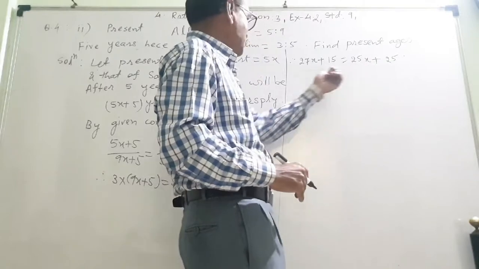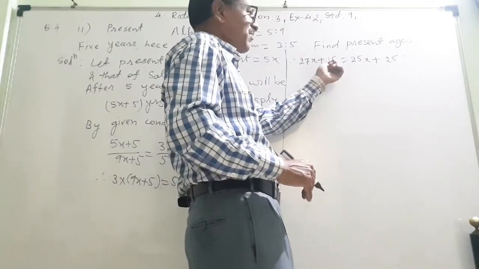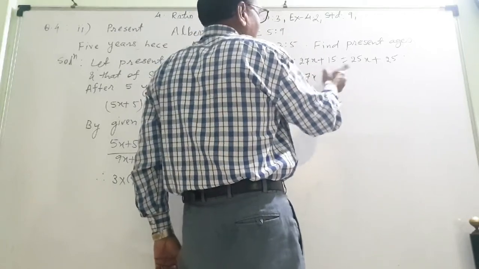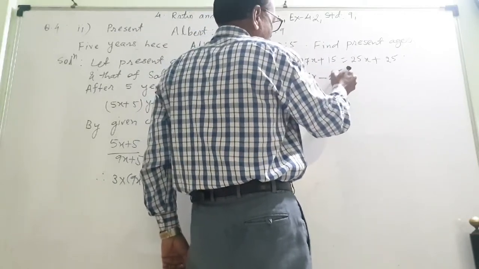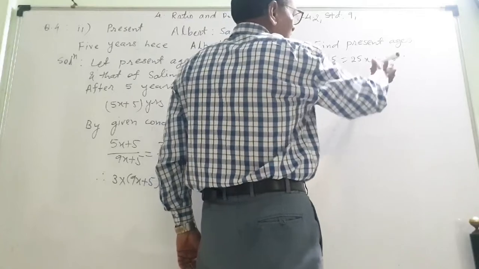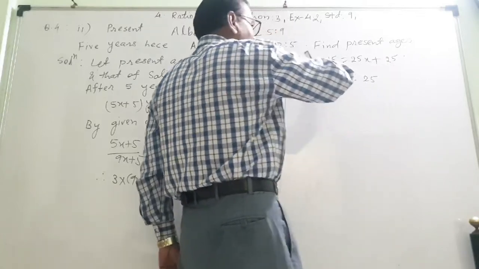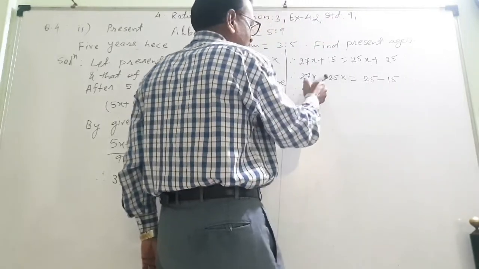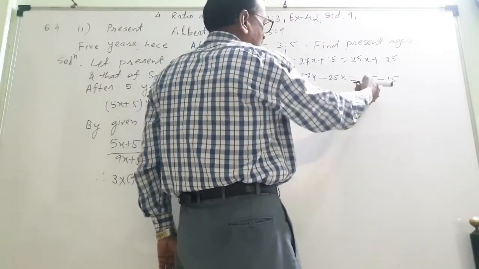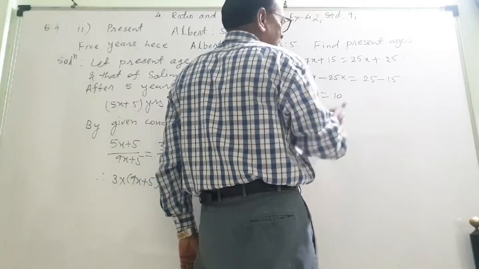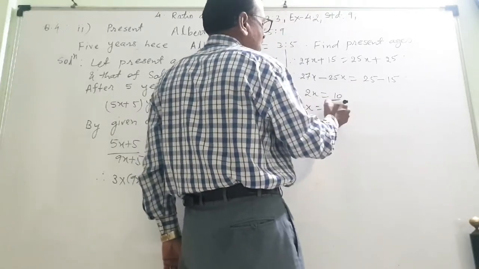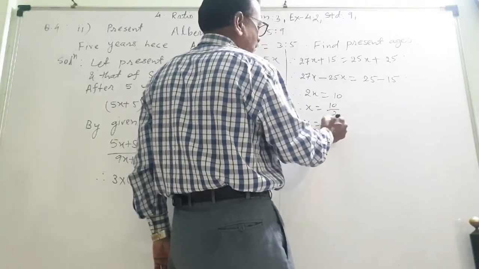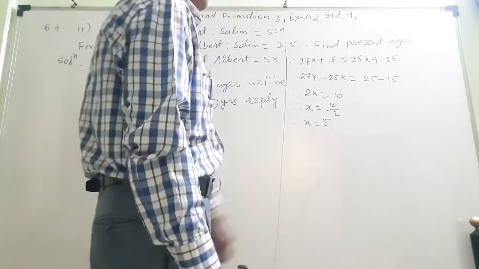Bring this x here, bring this constant number 15 there. Therefore, 27x minus 25x is equal to 25 minus 15. Therefore, 2x is equal to 10. Therefore, x is equal to 10 upon 2. Therefore, x is equal to 5.